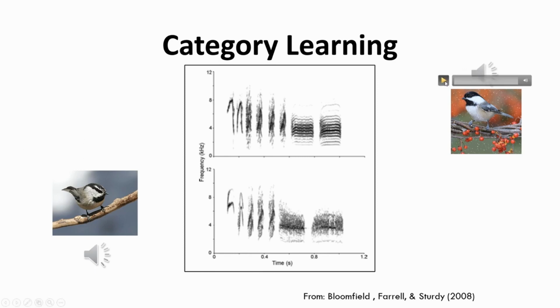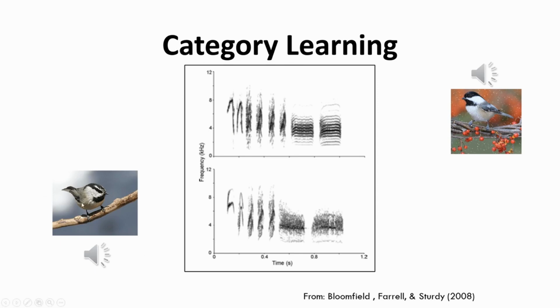All right, so they're looking at black-capped chickadees. These guys over here, they sound like this. And so this is what their vocalization looks like. This is a spectrogram, so frequency on this axis by time. It's just a visual representation of what their vocalizations sound like.